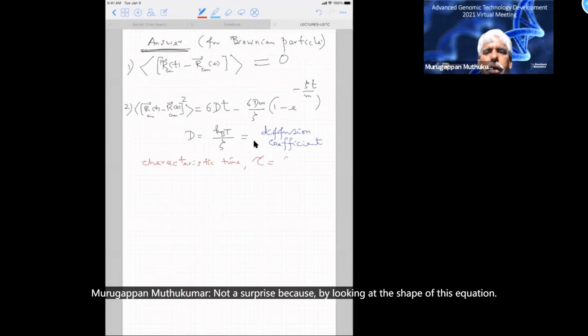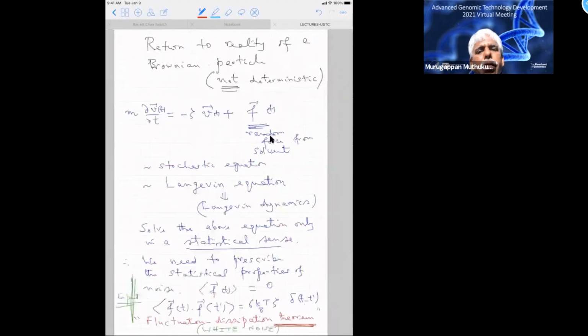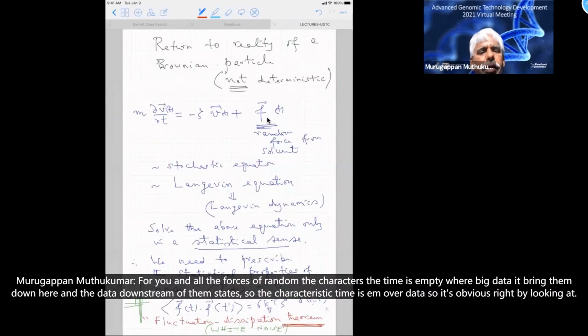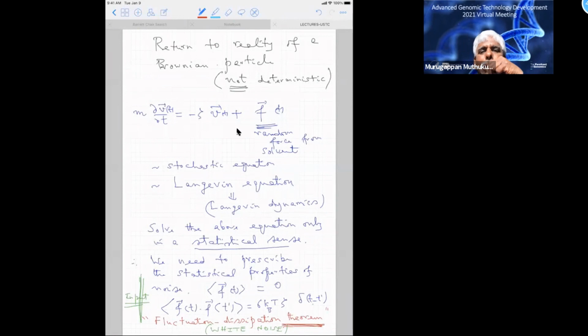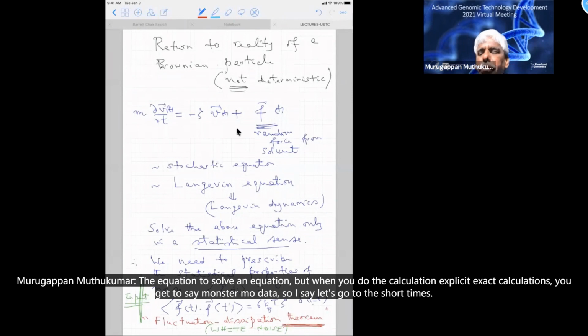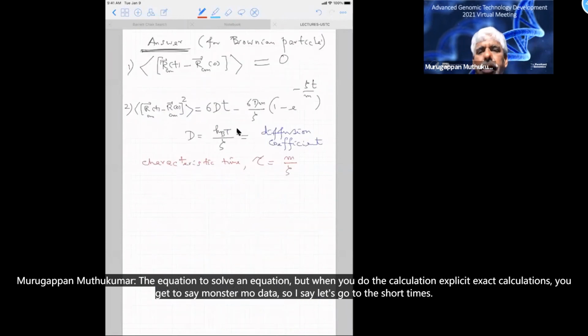Not a surprise, because by looking at the shape of this equation, even though the force is random, the characteristic time is m divided by zeta. You bring m down here and the zeta down there. So it's obvious by looking at the starting equation. But when you do the explicit, exact calculation, you get the same answer, m over zeta.